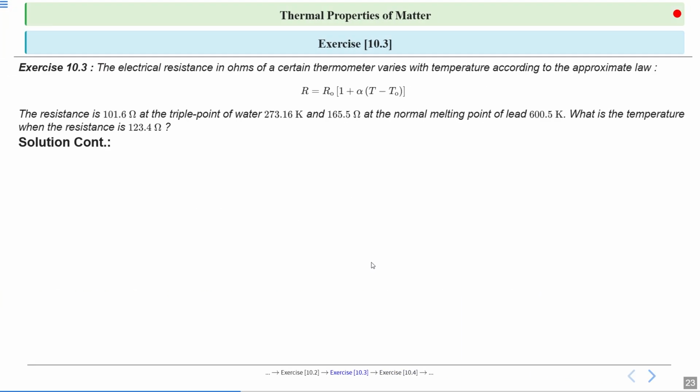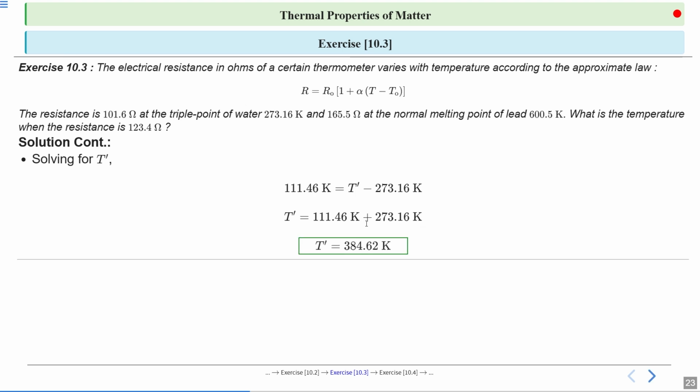Now solving for T prime, 111.46 Kelvin is equal to T prime minus 273.16 Kelvin. So T prime equals 111.46 Kelvin plus 273.16 Kelvin. So T prime equals 384.62 Kelvin.